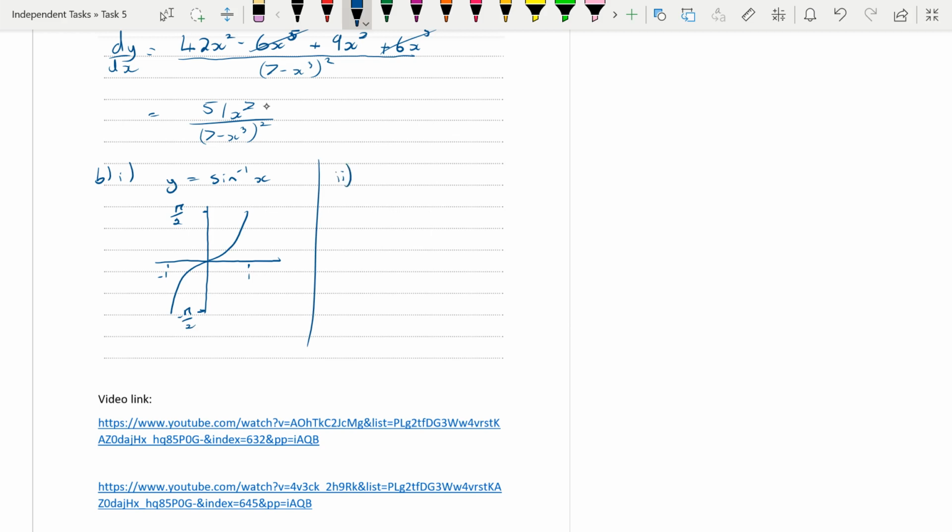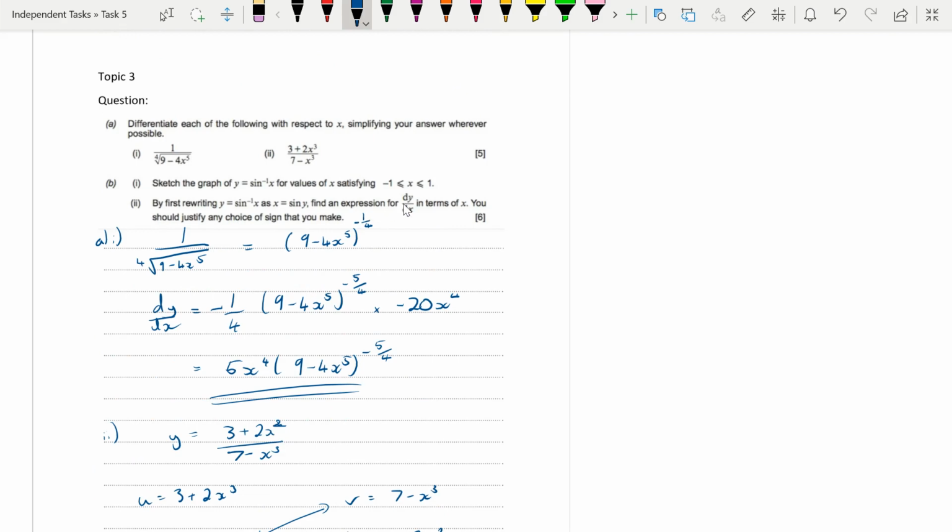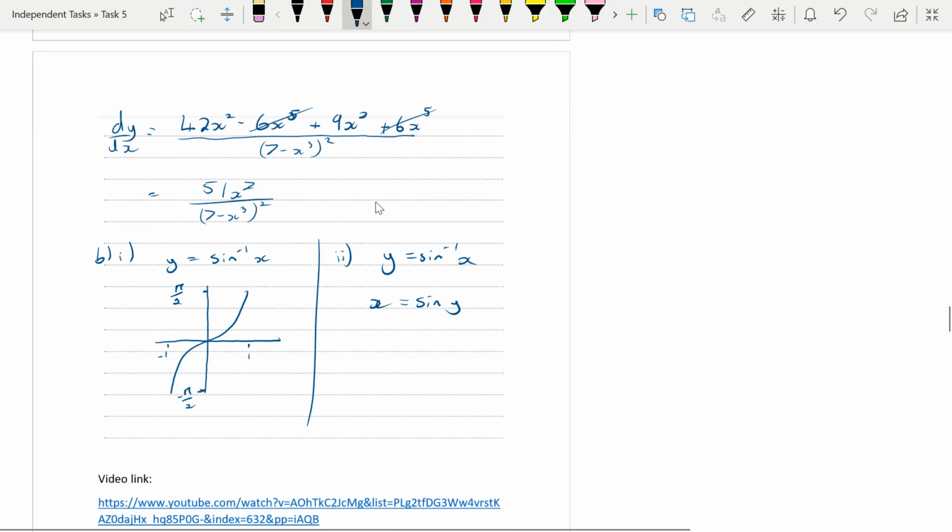Now the next bit, it tells me to rewrite this as x equals sine y, and it wants me to differentiate it. And again, if you read the question again, find dy by dx in terms of x, and you need to justify any choices that you make. So the first thing I'm going to do is dx by dy. Sine goes to cos, so I get cos of y. Nice and straightforward to start with. Now I can flip that to find dy by dx, so I've got 1 over cos y.